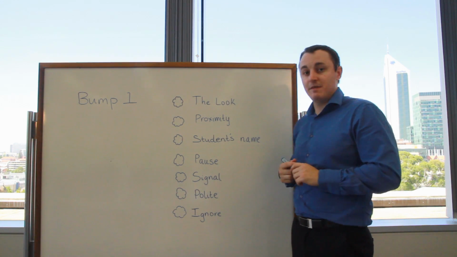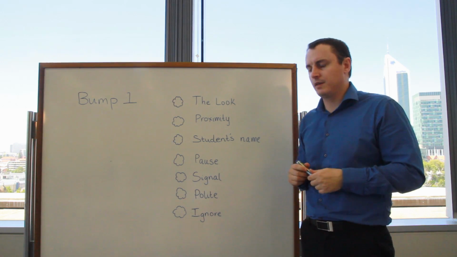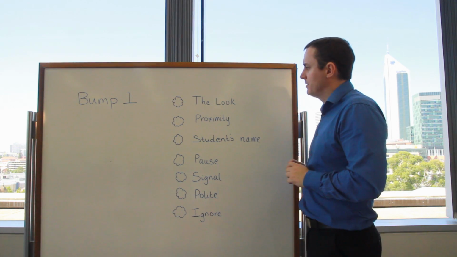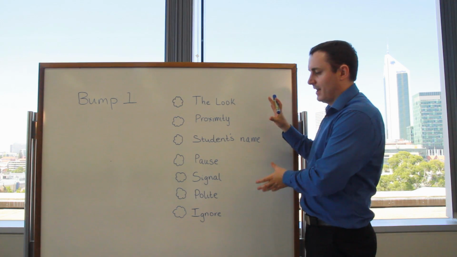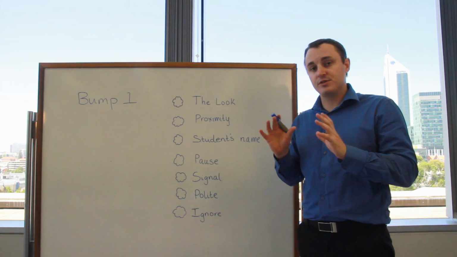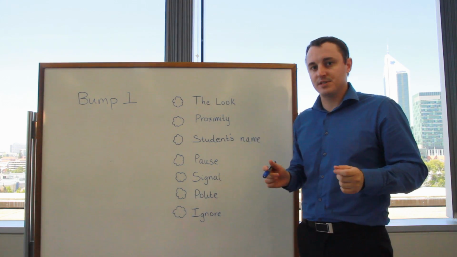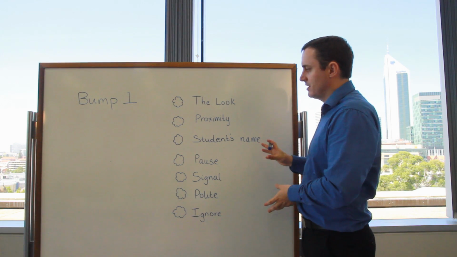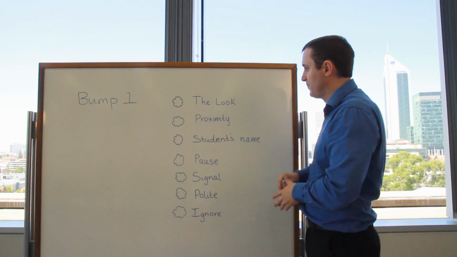With bump 1, let's say, for example, the student is talking over there, not being abusive or swearing or anything like that. The first thing you might want to do is choose any number of these things. Remember that they're low key, meaning they don't disrupt any other students. They only take literally half a second or a couple of seconds. And for a lot of them, you can do these without even turning your head away from the students that you're actually working with. The look.